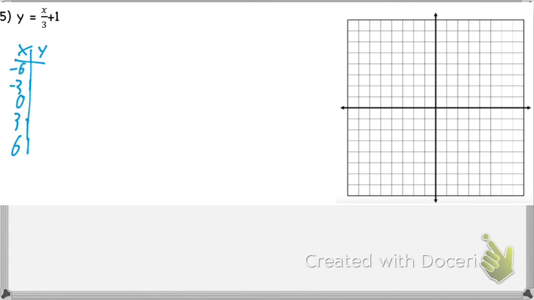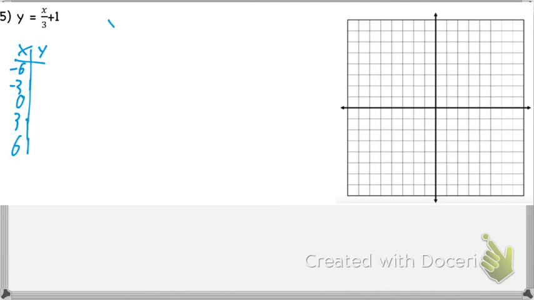Now, what kind of numbers are you picking here? Even numbers? Not necessarily. 3 and negative 3 are odd. What do these numbers have in common? They're divisible by 3. They are multiples of 3. Go ahead and plug these 5 numbers in, and ask if you have a question.